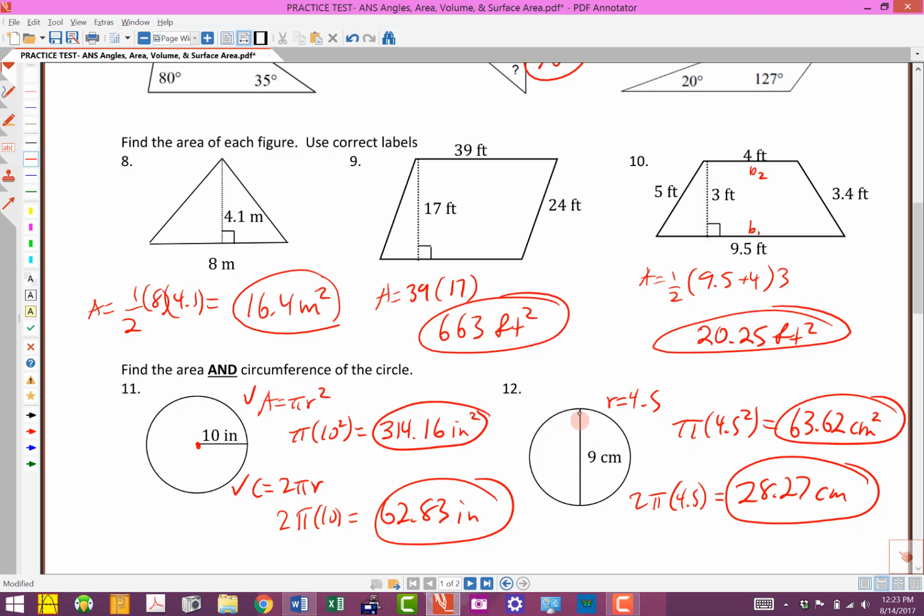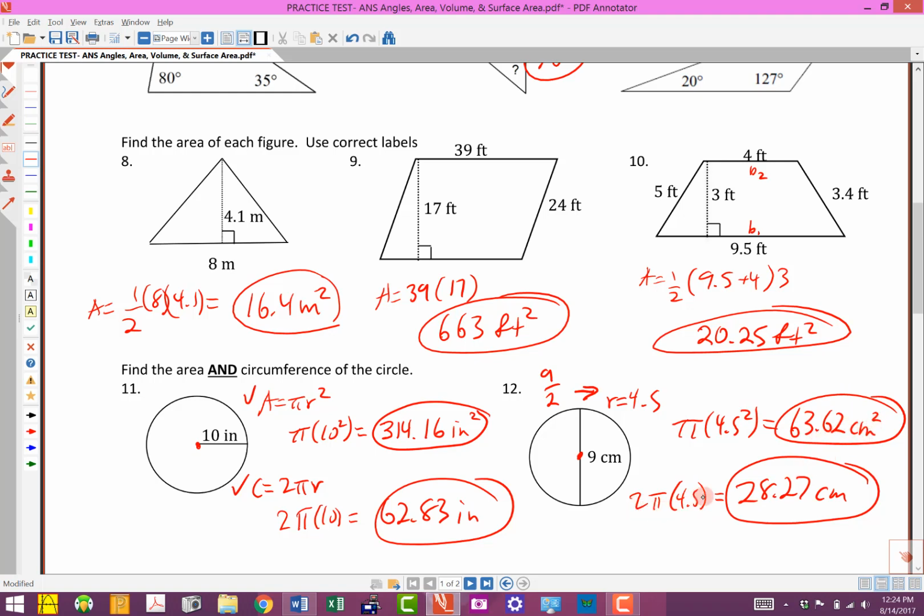You'll notice on this one that they give you the diameter, the distance all the way across. So what we need to do is take 9 and divide it by 2. So that's going to lead us to the fact that the radius is 4.5. So we put it in the formula right here, pi times 4.5 squared. Again, you'll have some rounding on this one, 63.62 centimeters squared.